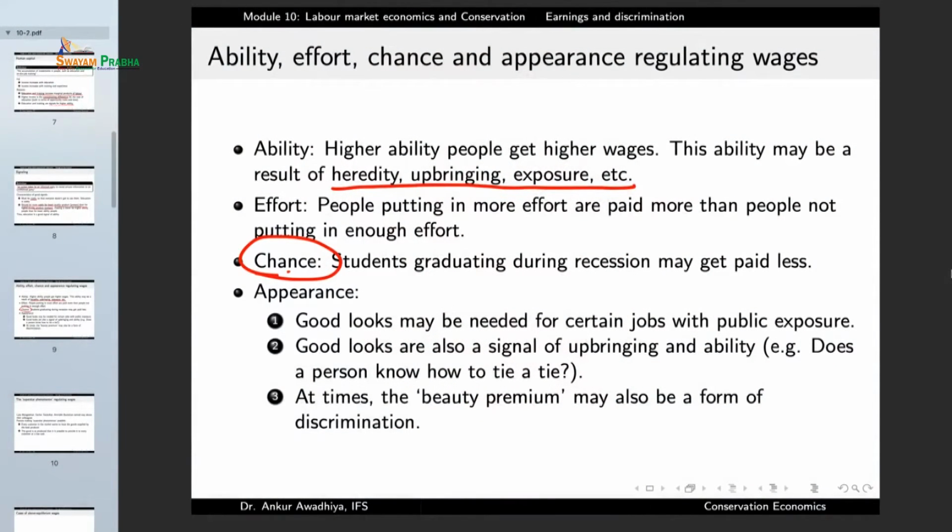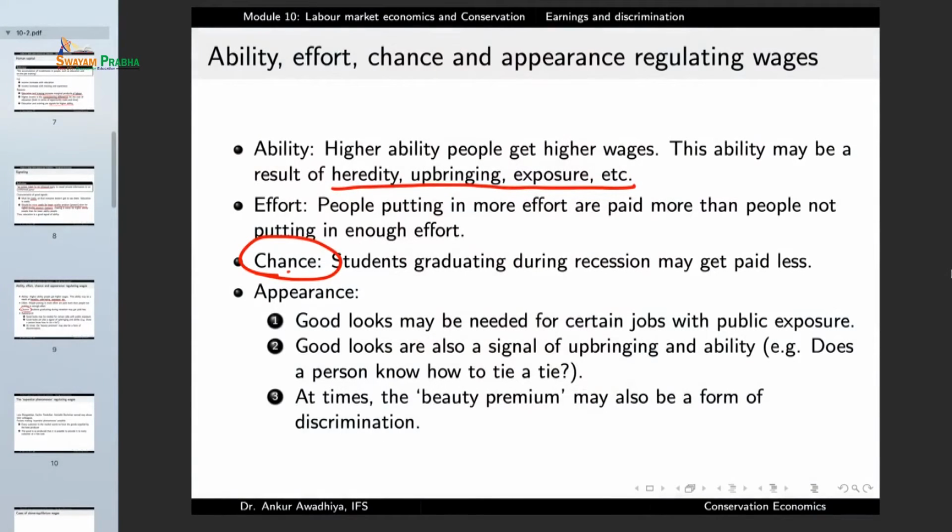Appearance is also involved, because good looks may be needed for certain jobs with public exposure. So, if we talk about a job such as that of a news anchor, a person who looks better, who has a better appearance, may be paid more. Actors. In the case of actors, if they look beautiful, if they look smart, they might get a higher payment. So, appearance may play a role, especially in those jobs that involve public appearances, say, in the case of TV or cinema.